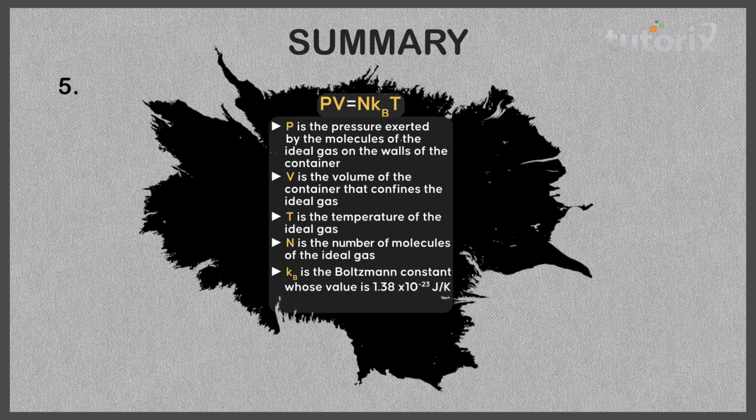PV = N kBT is another form of the ideal gas law. Here P is the pressure exerted by the ideal gas, V is the volume of the container, T is the temperature of the ideal gas, and N is the number of particles of the ideal gas. kB is the Boltzmann constant, whose value is equal to the universal gas constant divided by Avogadro's number. This comes out to be 1.38 × 10^-23 joules per Kelvin.